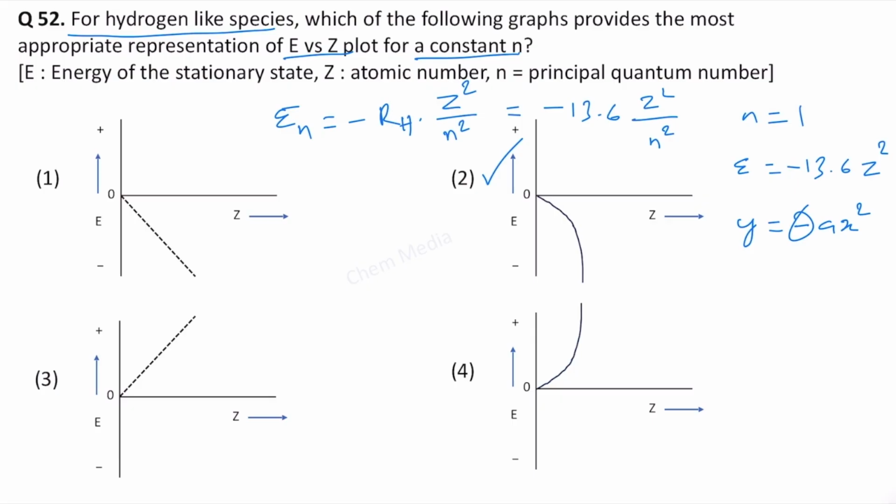All other options are wrong, because this is in the form of y is equal to minus x, this is in the form of y is equal to plus x, this is in the form of y is equal to ax square. Therefore option 2 is the only choice that should be correct.